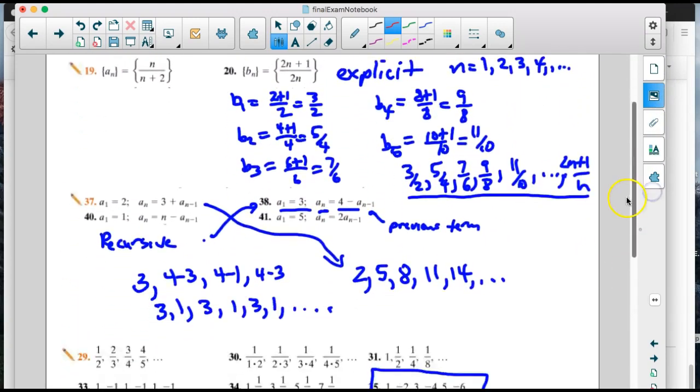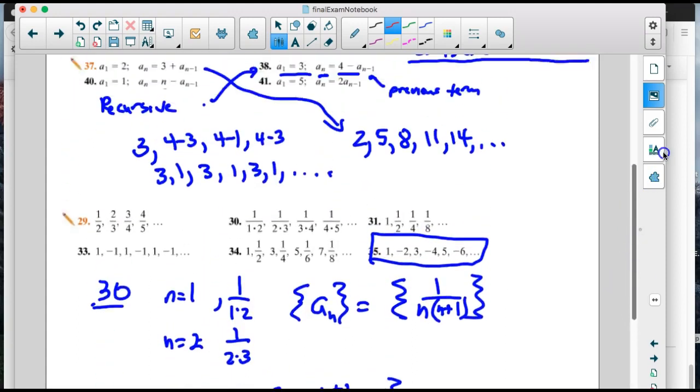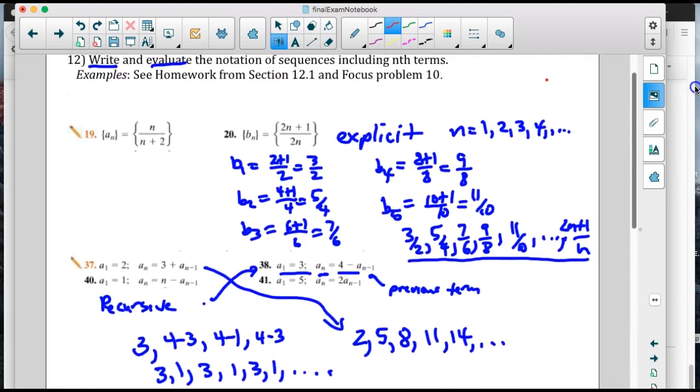That is number 12, where you have to write the sequences or evaluate them, whether they're explicit or recursive.